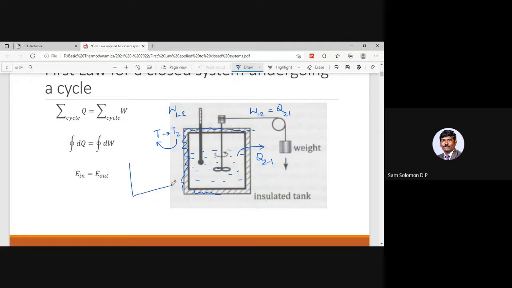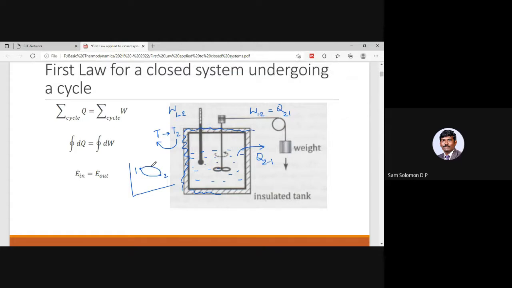And whenever you start a process at 1, you are going to some other state 2, and if you are returning back to 1, then that makes it a cycle. So here 1 2 1 is a cycle.